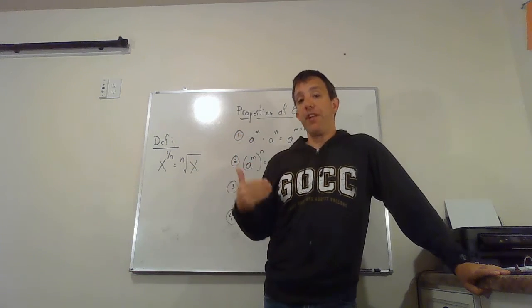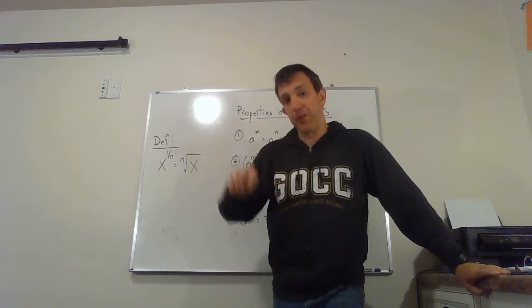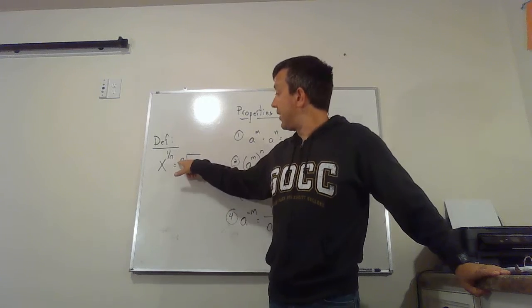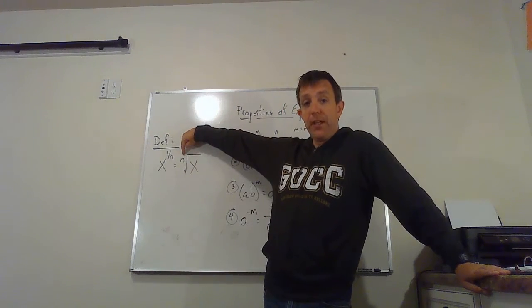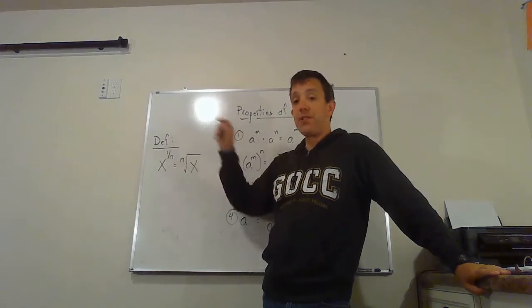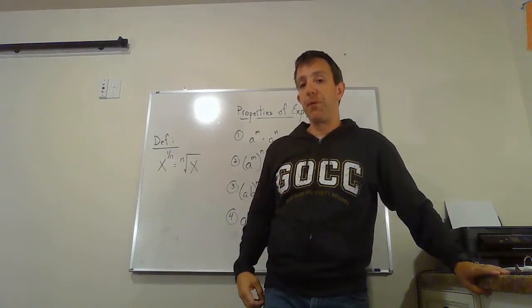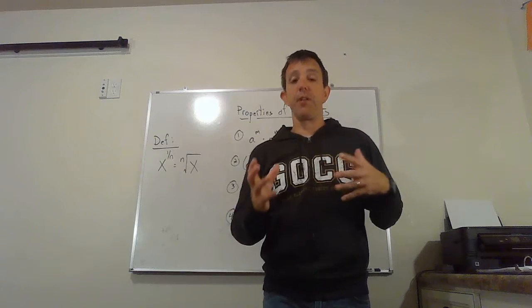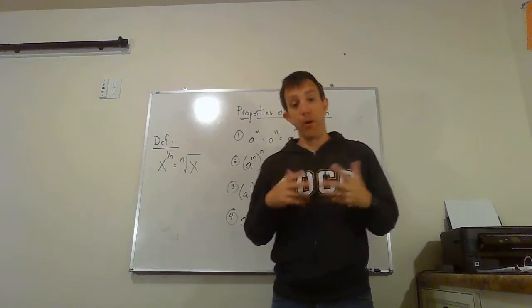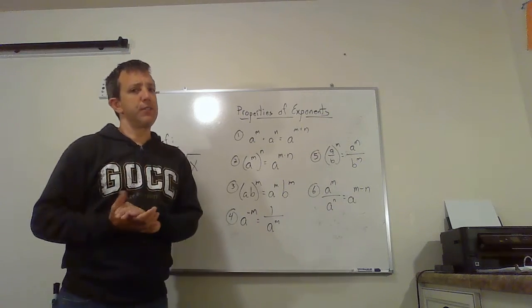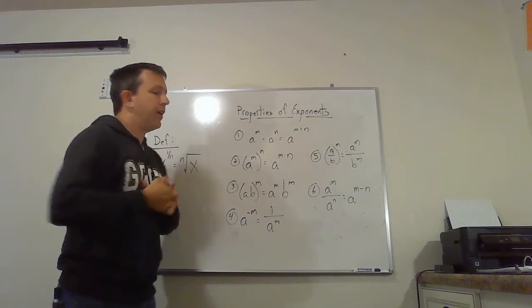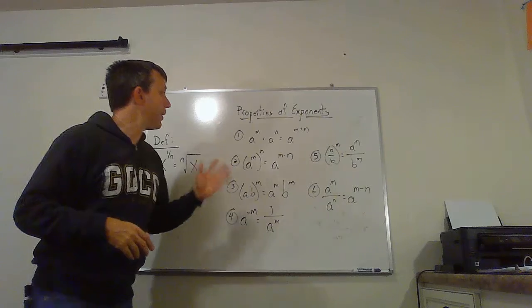x to the 1 over nth power, so a reciprocal of n, is equal to the nth root of x. So whatever the index is on your radical, it's the same as having x raised to the 1 over that power. And so, like I said, we're going to look at these properties of exponents that hopefully you already know. If you don't, you really should go back and review them. But anyway, here we go.